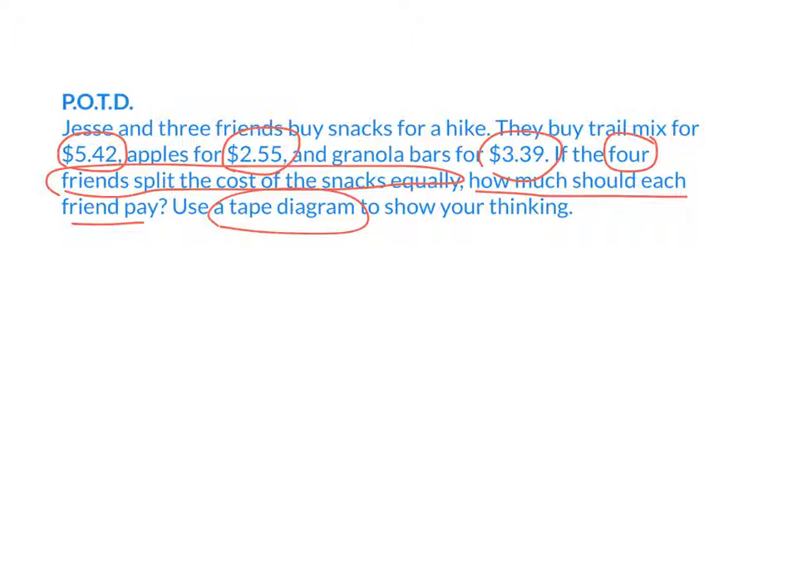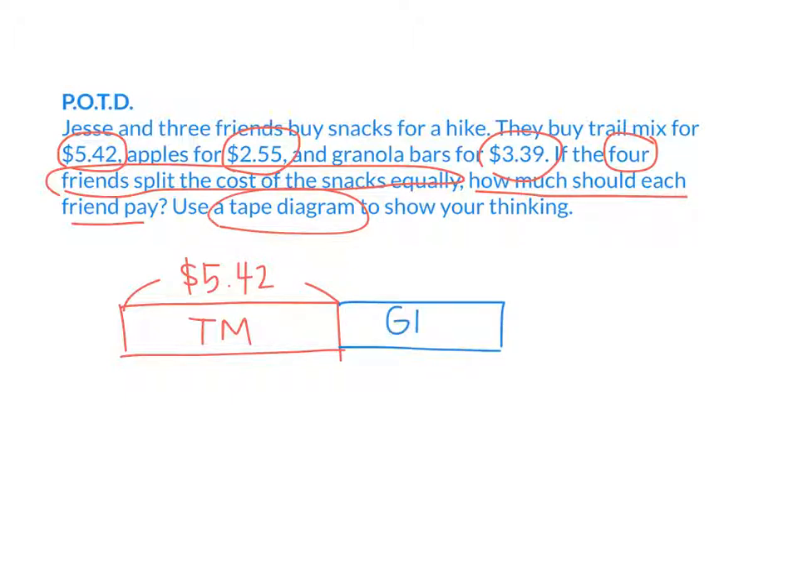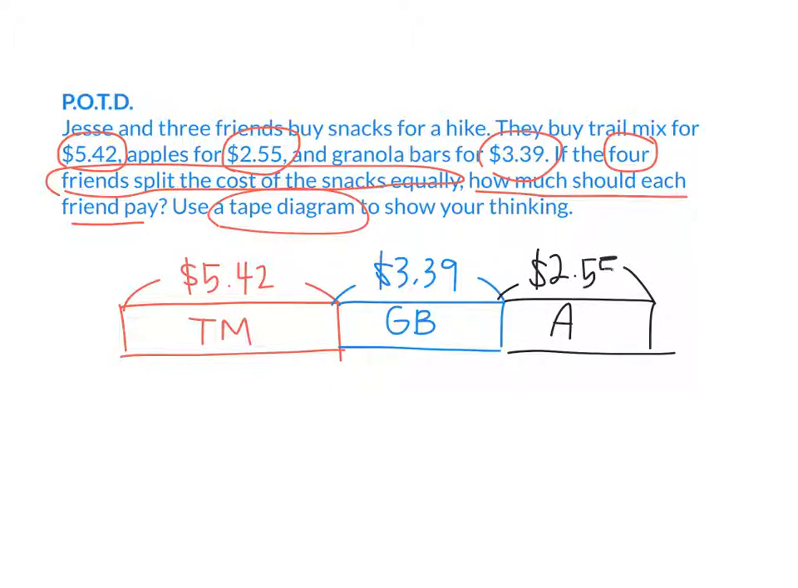In fact, this example, we probably have to show 2 tape diagrams. And here's how we could do it. First, they bought trail mix. TM for trail mix. How much did the trail mix cost? $5.42. Go ahead and label that. Okay, then they bought granola bars. All right, GB for granola bars. How much did the granola bars cost? $3.39. Oops, I left out the apples, right? They bought apples as well. And how much did the apples cost? $2.55.